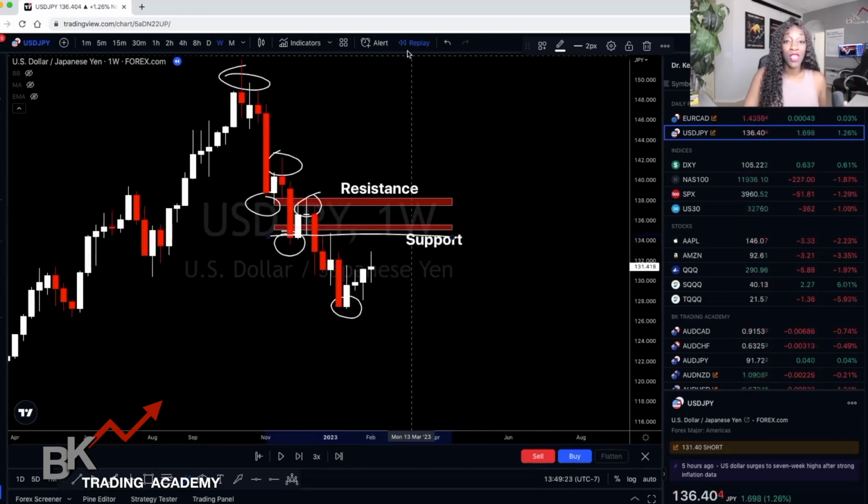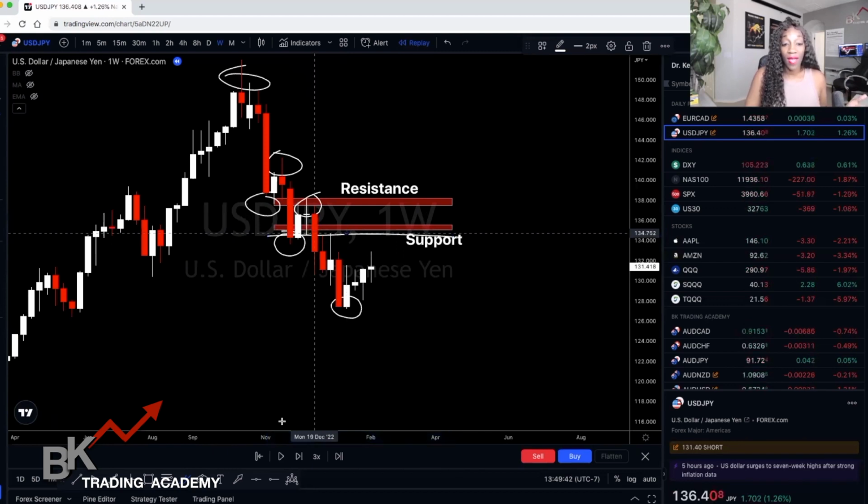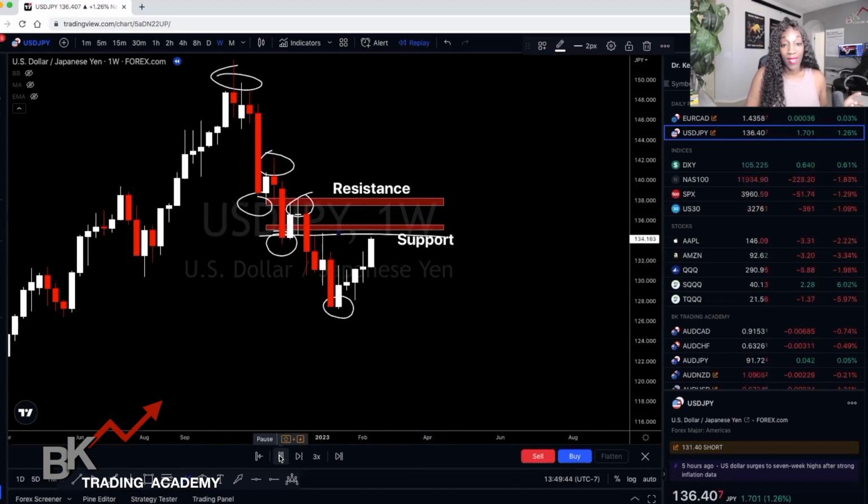Now let me show you what actually happened, and you can understand why I then switched my bias from a bearish bias to a bullish bias. But this 135 zone is a round, psychological level that I know a lot of traders were watching. Let me just show you why. Let's go ahead and move forward and see exactly what happened.